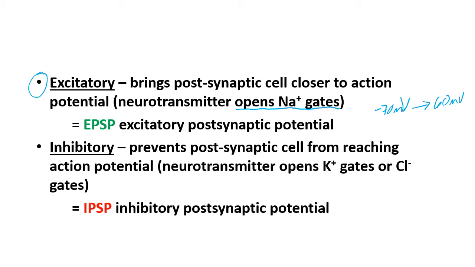But we can also cause an inhibitory response. In an inhibitory response, we're going to have those postsynaptic cells opening things like potassium gates or even chloride gates. And we're going to go from negative 70 millivolts towards, say, negative 80 millivolts. And so the cell itself is going to become more polarized. It's going to become more negative, and it's going to become hyperpolarized at that point.